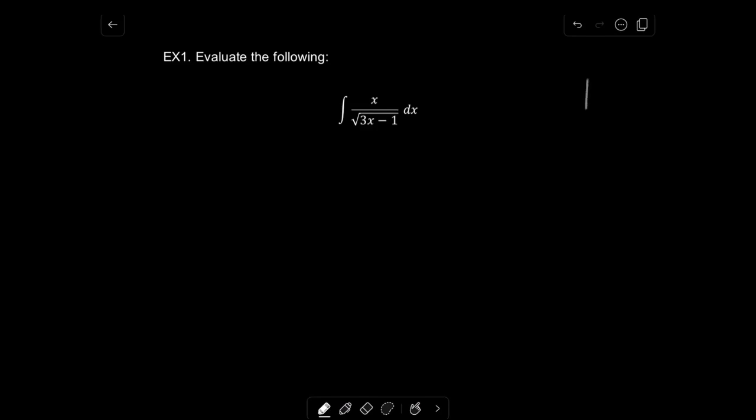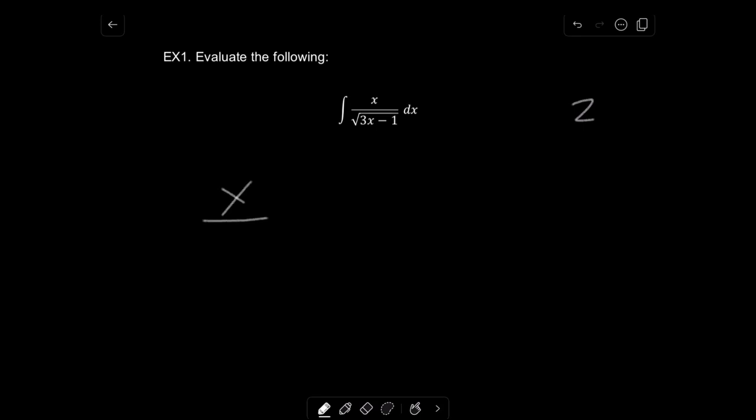So step 1 is to determine if it's a standard integral. So is it found in the standard integration table? This function, x over the square root of 3x minus 1, is not found in the standard integration table. Hence, we can skip step 1. Let's go to step 2. Step 2 is to try and simplify or manipulate the integral into a form that is easier to integrate.